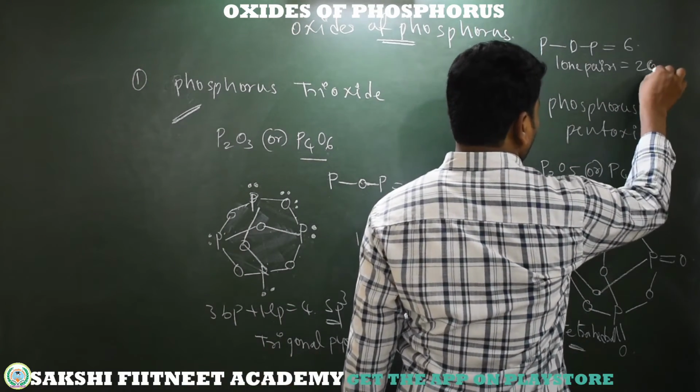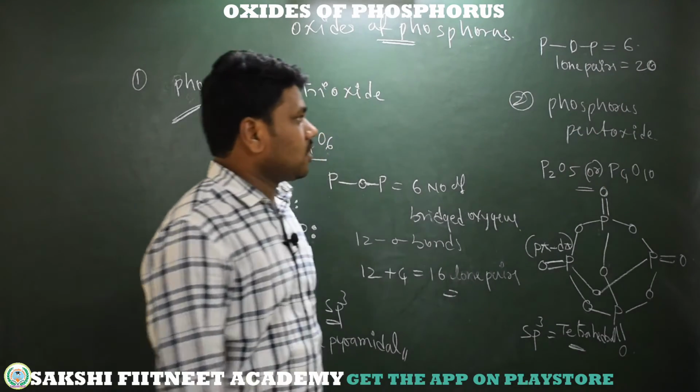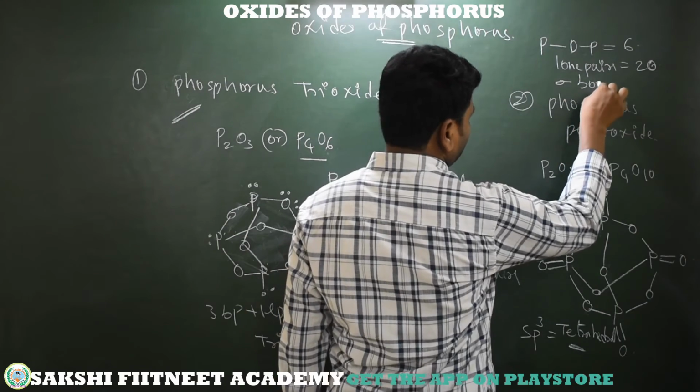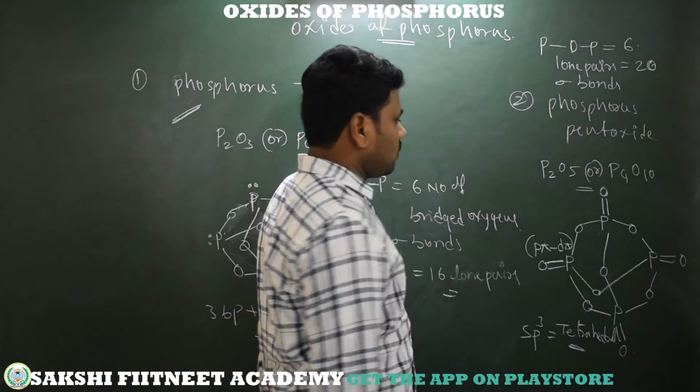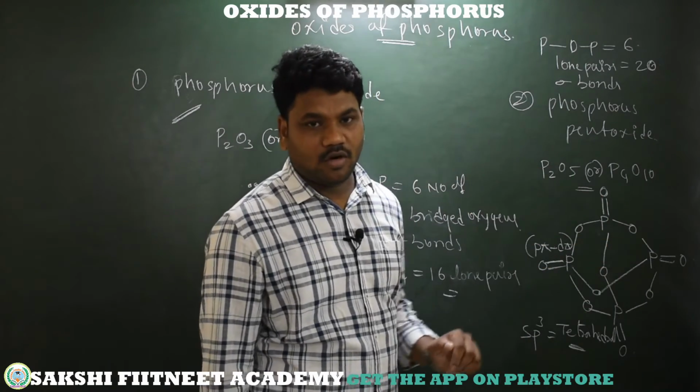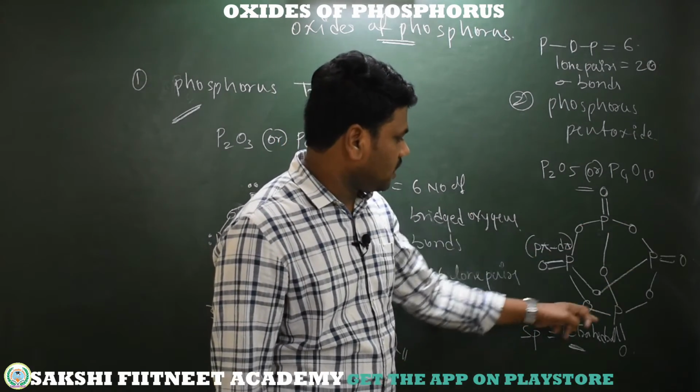Those are from 10 oxygens. And what about the sigma bonds? Total number of sigma bonds. See here, each phosphorus shows 4 sigma bonds. You can cross check here.